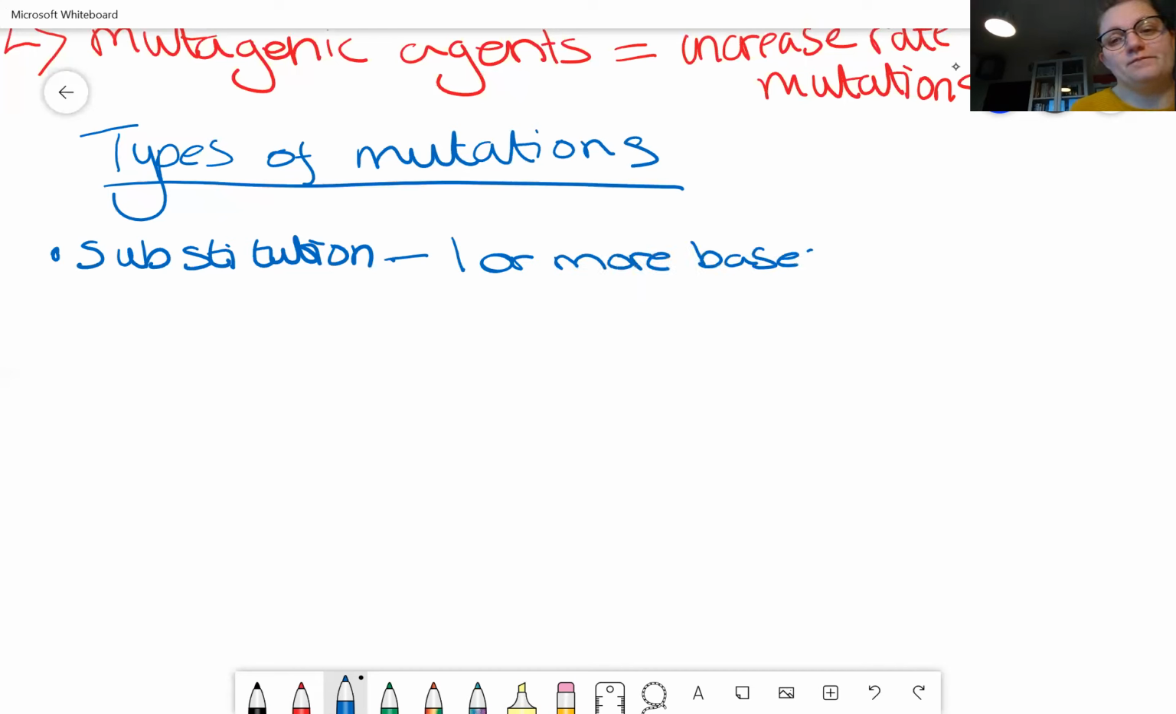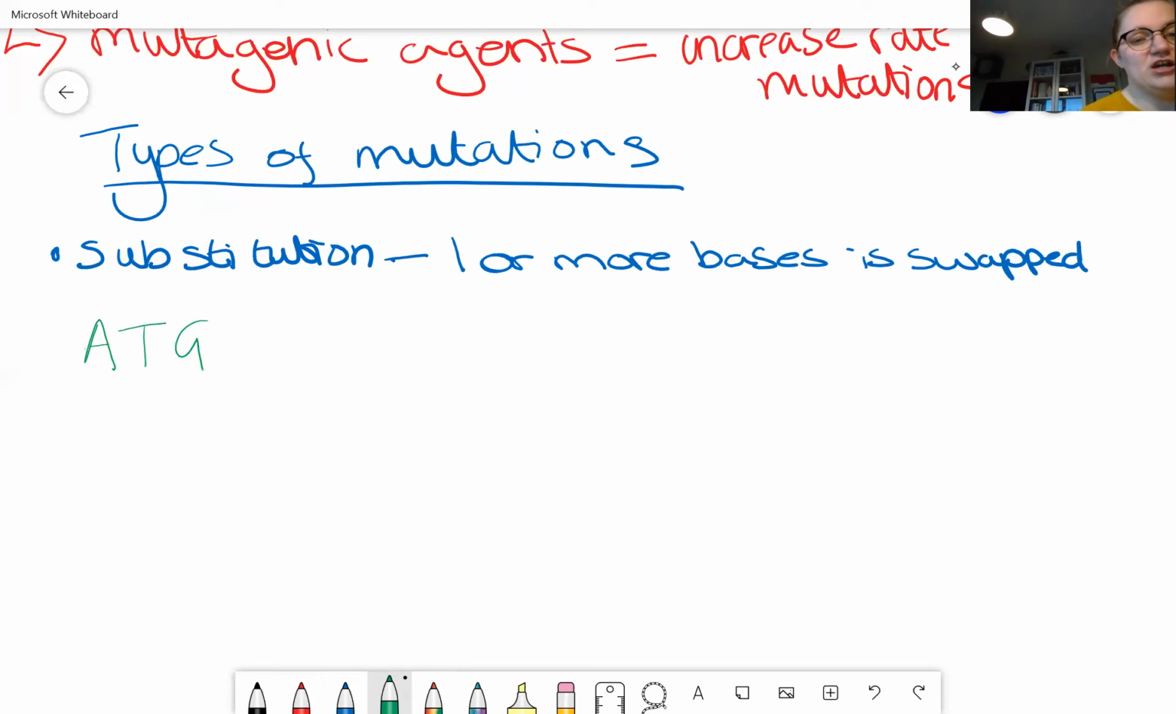bases is swapped. And they're swapped for one or the other. So for example, we would have A, T, G, C, C, T, and it becomes A, T, T, C, C, T. So that is an example of a substitution. One or more bases is swapped for another. So G here has been swapped for T there. So that is a substitution.